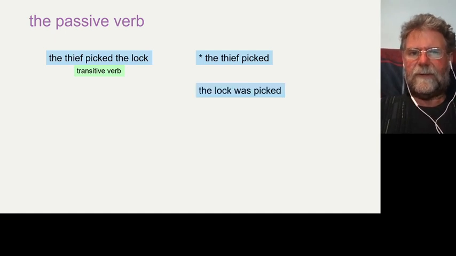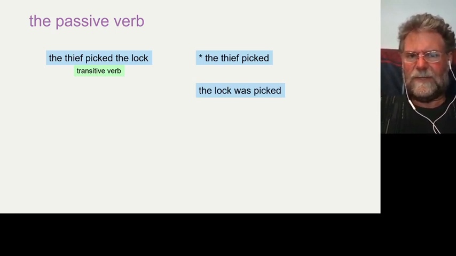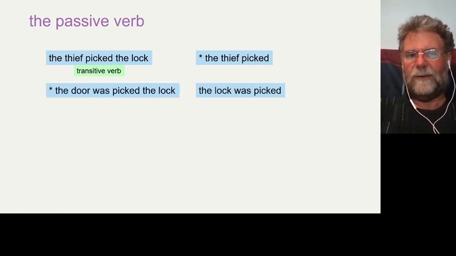But look at the passive. The passive is using the verb pick, but there's no object there. So it looks as though we're using a transitive verb in an intransitive context. And in fact, it turns out that even though this is a transitive verb, in the passive form of the sentence, you simply can't give it an object. It would be ungrammatical to include an object with this verb. You can't say the door was picked the lock. Okay. So what's actually going on there then?